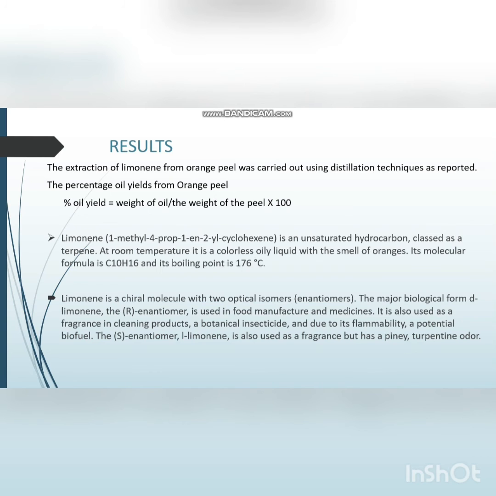Limonene is a chiral molecule with two optical enantiomers. The major biological form, D-limonene, the R-enantiomer, is used in food manufacture and medicine. It is also used as a fragrance in cleaning products, a botanical insecticide, and due to its flammability, a biofuel. The S-enantiomer, L-limonene, is also used as a fragrance but has a turpentine-like odor.